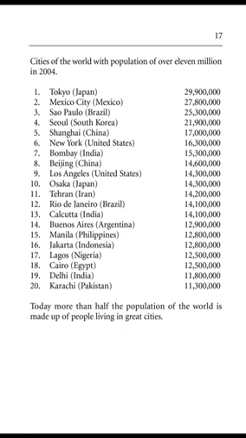12,900,000. 15. Manila, Philippines, 12,800,000. 16. Jakarta, Indonesia, 12,800,000. 17. Lagos, Nigeria, 12,500,000. 18. Cairo, Egypt, 12,500,000. 19. Delhi, India, 11,800,000. 20. Karachi, Pakistan, 11,300,000. Today, more than half the population of the world is made up of people living in great cities.